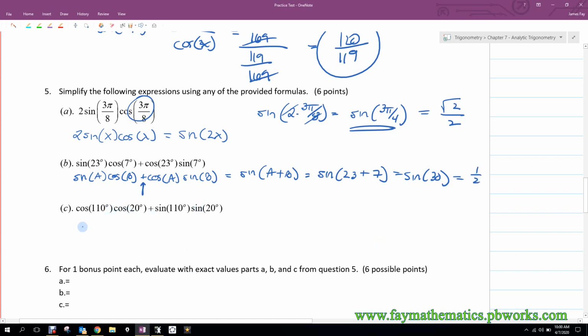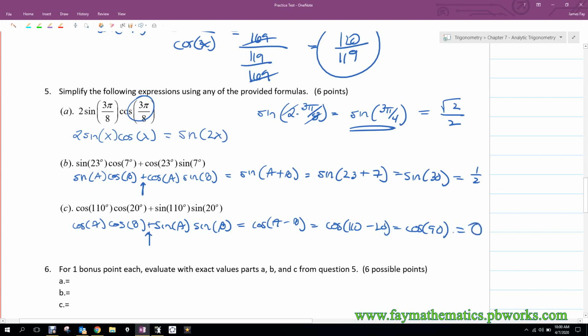This one here is the cosine. So it's cosine A, cosine B, plus sine A, sine B. So then, if you remember, that is in this case, because it's a plus, this is going to be the difference formula for cosine. So it's cosine A minus B. So it'd be cosine of 110 minus 20, which is the cosine of 90, which we know is 0.